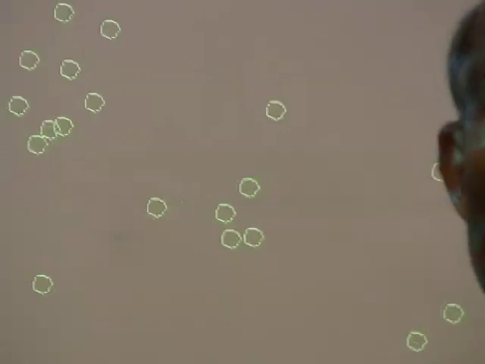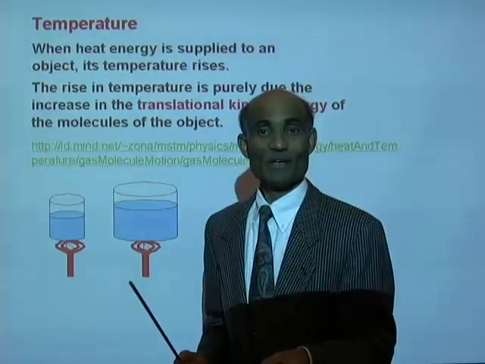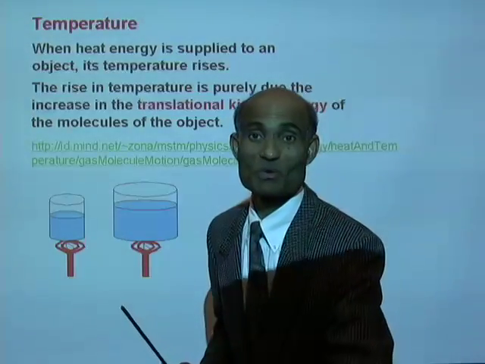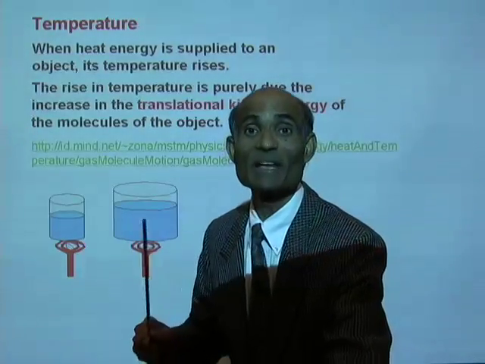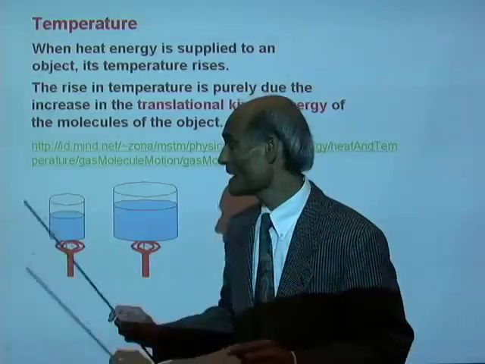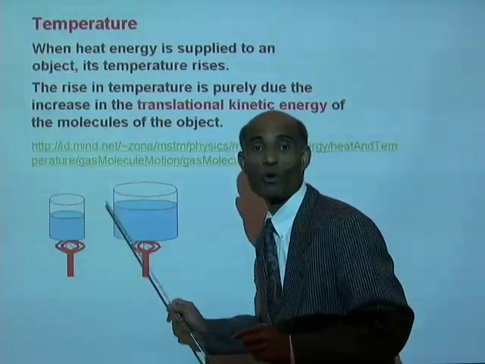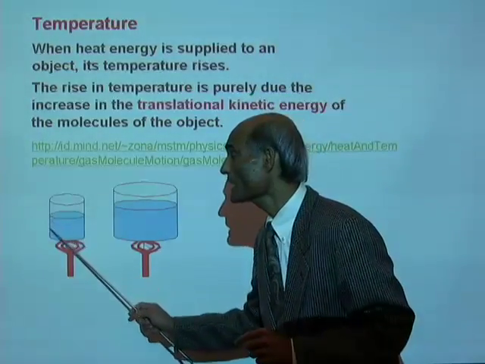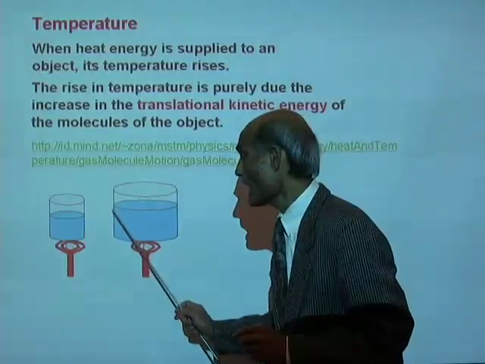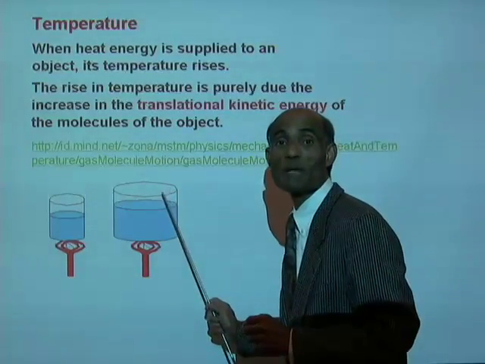You can see the molecular speeds are greater in this case. So temperature is purely determined by molecular speed. In order to distinguish between temperature and heat, let us consider two different quantities of water, one in a small beaker and another in a big beaker.